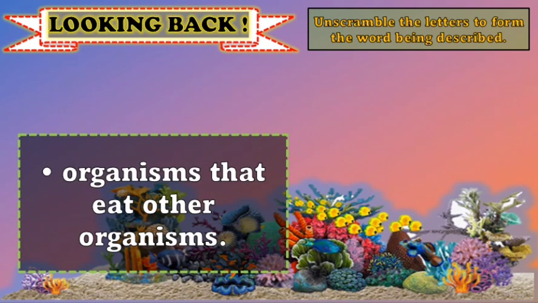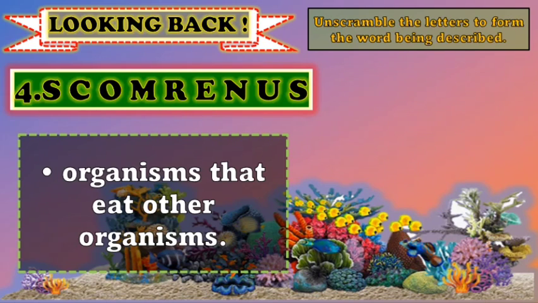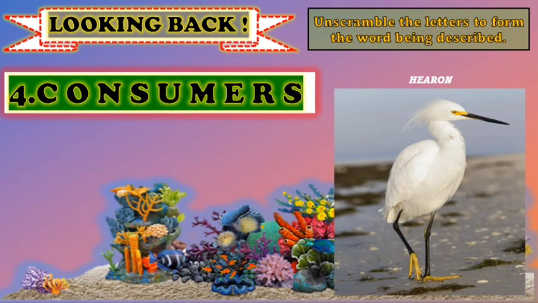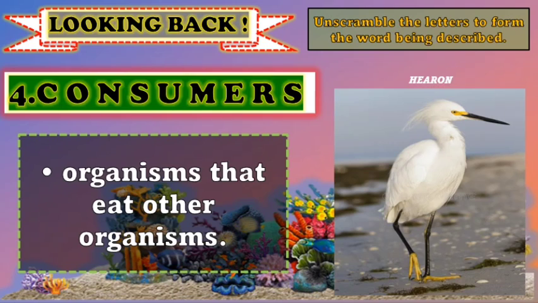Next, organisms that eat other organisms. What is that? Organisms that eat other organisms. Can you guess the word? Okay, very good. That is what we call consumers. So, ang consumers, an example of consumers is the heron. It can be herbivores, it can be carnivores, or it can be omnivores. As you can see in the picture, the heron is an example of a consumer.